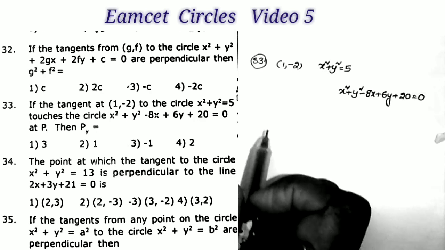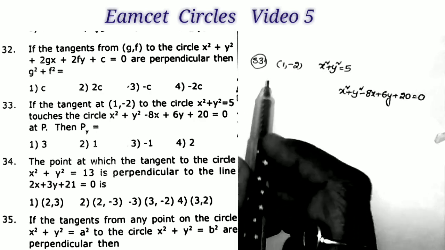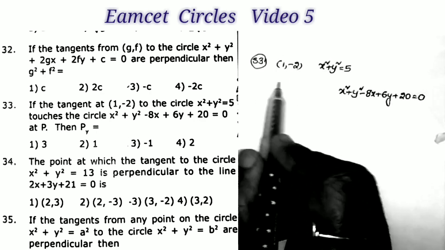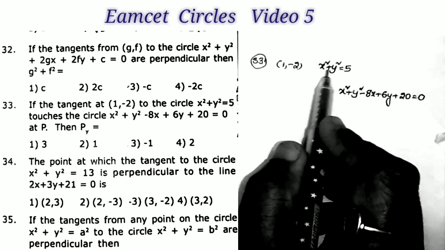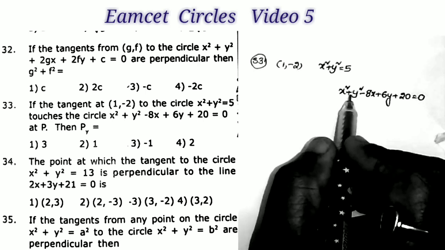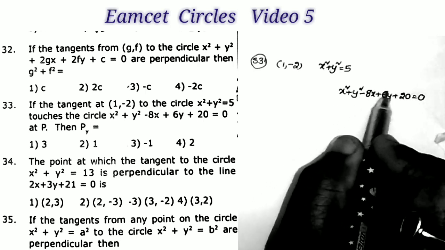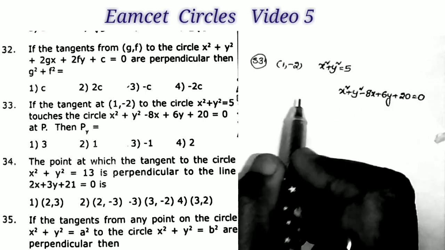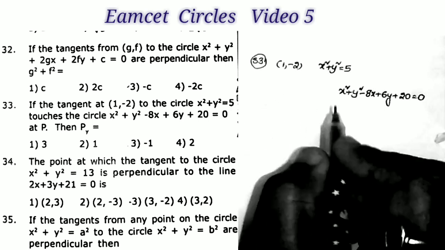Okay. Next problem, sum number 33. If the tangent at (1, minus 2) to the circle x square plus y square is equal to 5 touches the circle x square plus y square minus 8x plus 6y plus 20 is equal to 0 at the point P, then Py is equal to.